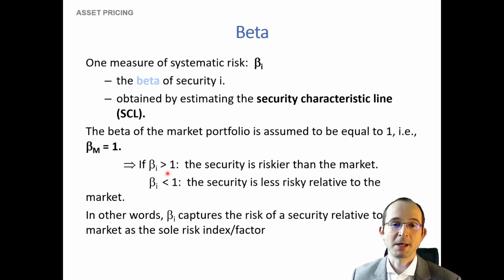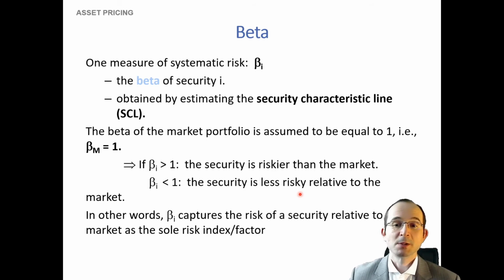So in other words, an asset with a beta of more than 1 is riskier than the market, and an asset with a beta of less than 1 is less risky than the market. So for example, if an asset had a beta of 1/2, well then, if the market rose by 10%, this asset would only rise by, let's say, 5%.